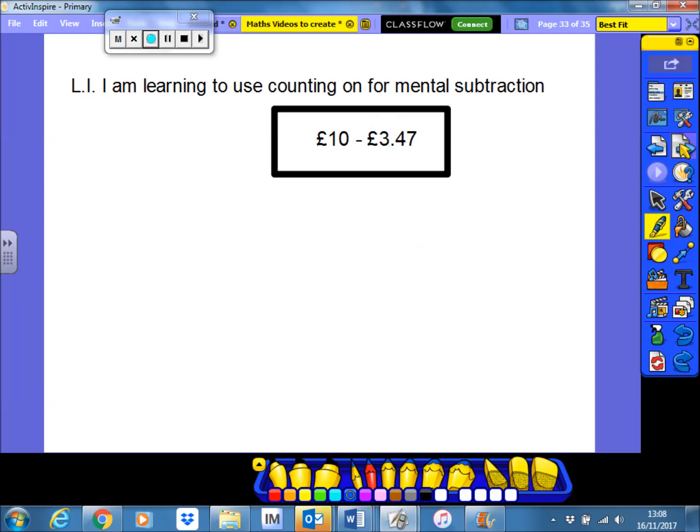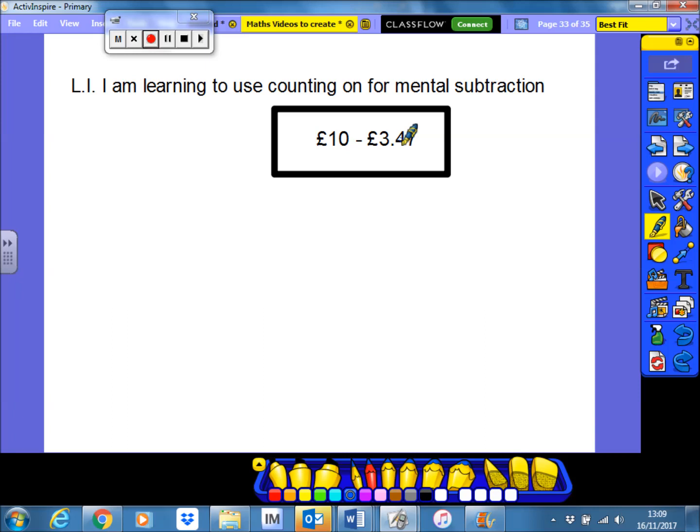So let's look at a slightly different example, a slightly more complicated one. We're still handing over a tenner, a £10 note, but this time we're only buying something for £3.47. Now, we're not going to start with the tens this time, we're going to start right with the units. The first thing I'm going to do is try and get this to add up to an even 10. So I'm going from £3.47. First of all, I'm just going to try and get it to £3.50.